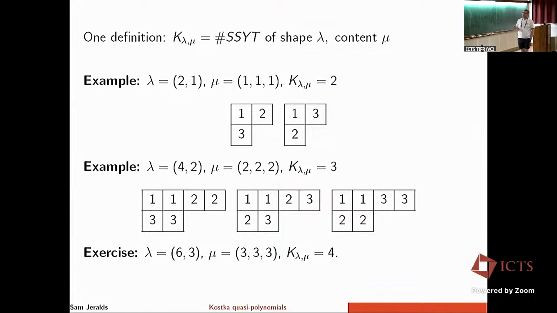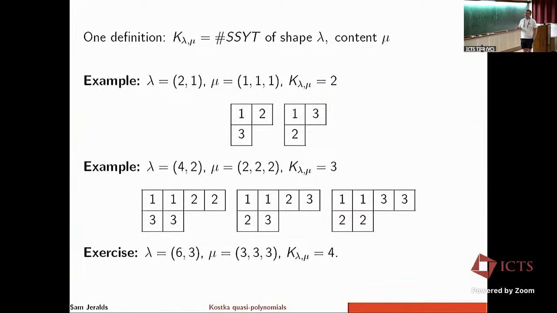So 2 examples and an exercise, right? In my partition 2, 1, so I have that shape. If I want content 1, 1, 1, so I need to put in 1, 2, and 3, then there are 2 ways of doing this where I weakly increase across the row and strictly increase down the column. Similar example, if I take 4, 2, and I want to fill it with 2 1s, 2 2s, and 2 3s, then I get 3 ways of doing this. Maintaining this idea that I need to weakly increase across the row and strictly increase down the column, sorry.